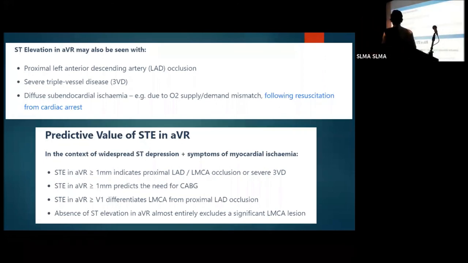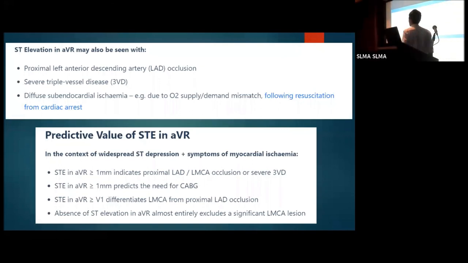Sometimes you can encounter these patients not only with left main coronary disease as I mentioned, it could be a proximal LAD lesion, and sometimes triple vessel disease. Triple vessel disease means the left anterior descending, circumflex and right coronary are all diseased, because during exertion or during myocardial infarction, patients might come up with this aVR ST elevation because the myocardial blood supply is very poor. The patient is having poor supply from each and every vessel, and because of that the patient will show aVR ST elevation.